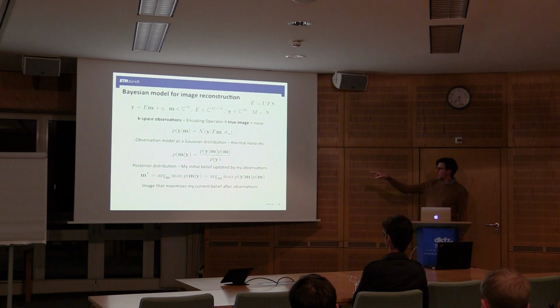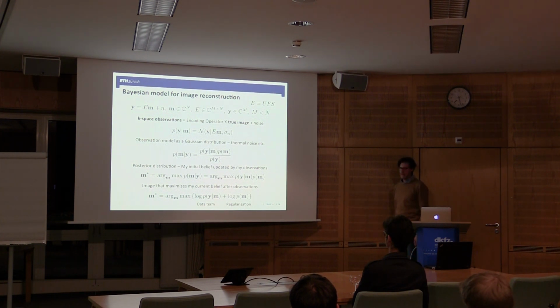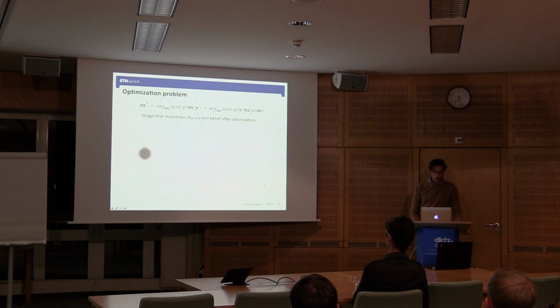We can further say, if we're just interested in the MAP estimate, we don't need to worry about the normalizing P of Y. And lastly, we can also optimize the log of the whole equation, which yields these two terms. And perhaps, if you are familiar with this sort of reconstruction problem, this is the way you usually see it. You have a data term and you have a regularization term.